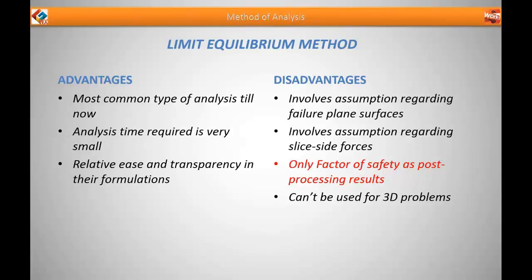Now let us see what are the advantages and disadvantages of both the methods. So first we have the limit equilibrium method. It is the most common type of analysis till now. So you could find a lot of research papers and codal provisions for the limit equilibrium method. The analysis time required is very small, and even manual calculation for a few surfaces is possible. And it has a relative ease and transparency in its formulation, so you can just manually check what the program does, and so it gives user friendliness to this method.